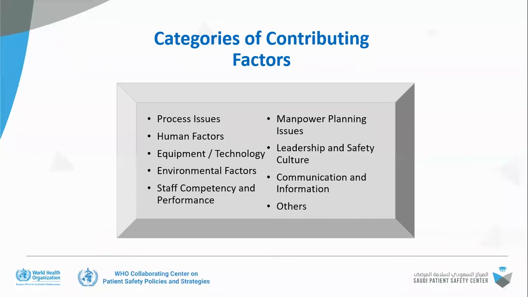To conduct the RCA, we have to know the contributing factors, and to know the contributing factors, we have to know the categories of the contributing factors. The first category is the process issue. The second category is human factor. The third category is equipment and technology. The fourth category, environmental factors. The fifth category is staff competency and performance. The sixth category is manpower planning issues. The seventh category is leadership and safety culture. The eighth category is communication and information. And if anything is not related to these categories, we can put it in others.